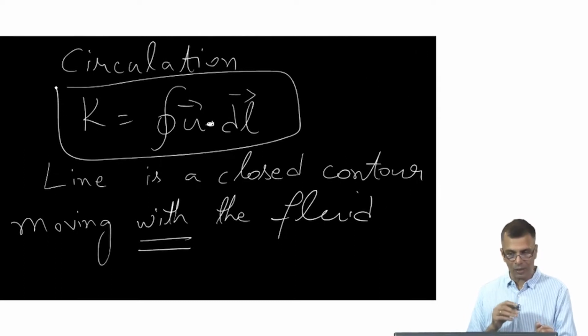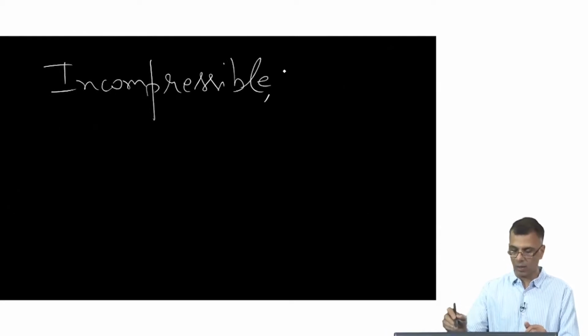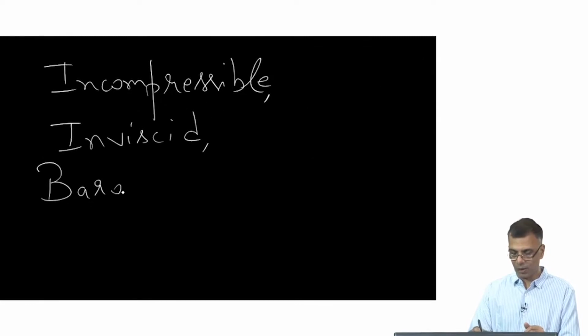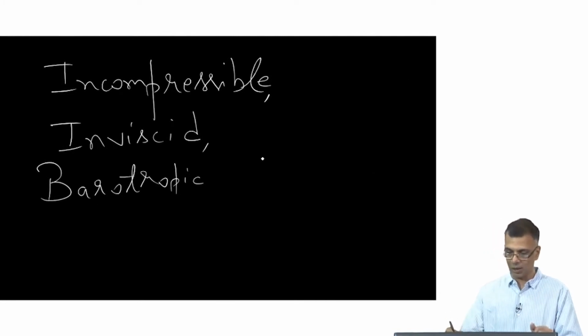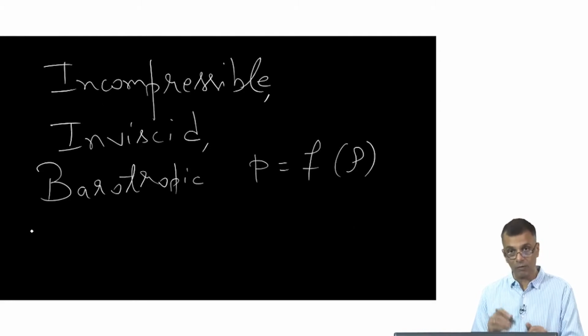And the next thing I want to say is that this entire discussion is valid for incompressible, meaning the divergence of u is 0, right? Inviscid, meaning the viscosity is negligible. Barotropic, maybe I've said this earlier, but essentially saying that the pressure P is a function of rho. Fluids under the influence of conservative body forces.